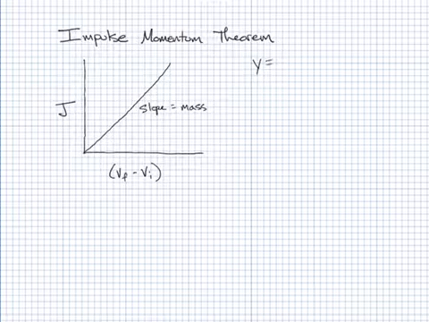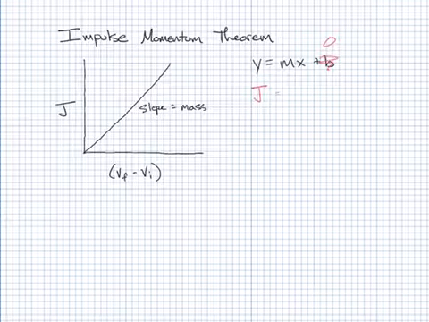So y equals mx plus b. Now, for this lab, we saw that we had a y-intercept of 0, so we can get rid of that term there. And then let's start replacing. So on the y-axis, you guys graphed your impulse. The slope, as we said, was the mass, which is also m. m stands for slope, but m also stands for mass. And then on the x-axis, we graphed our change in velocity.